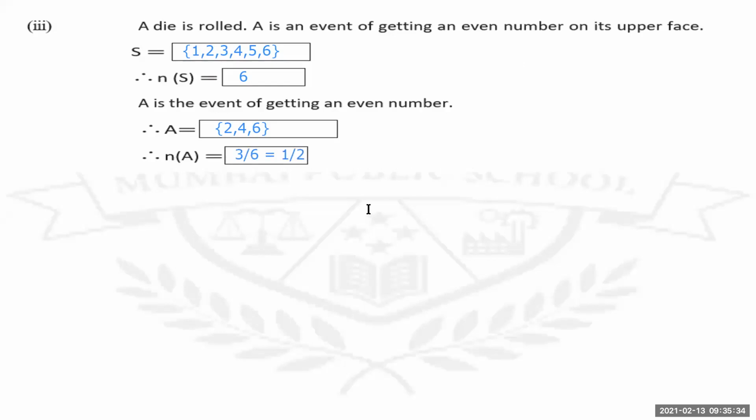This kind of questions, each box will carry half mark. So if your 2 boxes are correct, you're going to get 1 mark. If 3 boxes are correct, you'll get 1.5. If all the boxes are correct, you get 2 marks. So try to write the answers in those boxes.